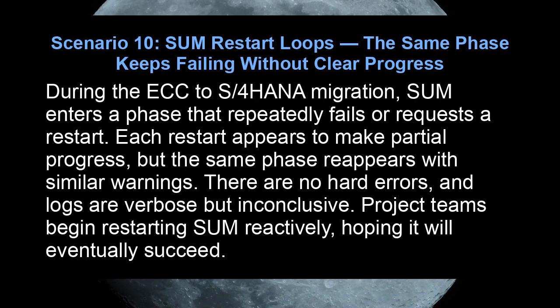During the ECC to S4 HANA migration, SUM enters a phase that repeatedly fails or requests a restart. Each restart appears to make partial progress, but the same phase reappears with similar warnings. There are no hard errors, and logs are verbose but inconclusive. Project teams begin restarting SUM reactively, hoping it will eventually succeed.